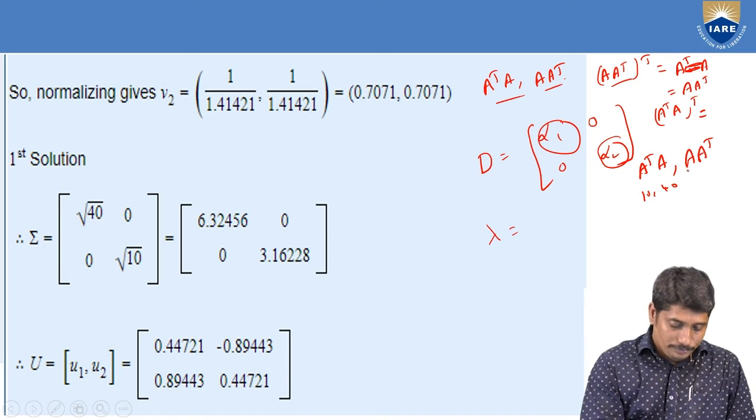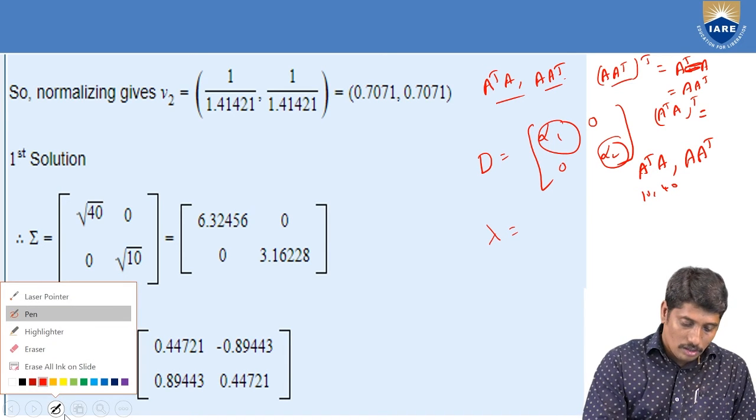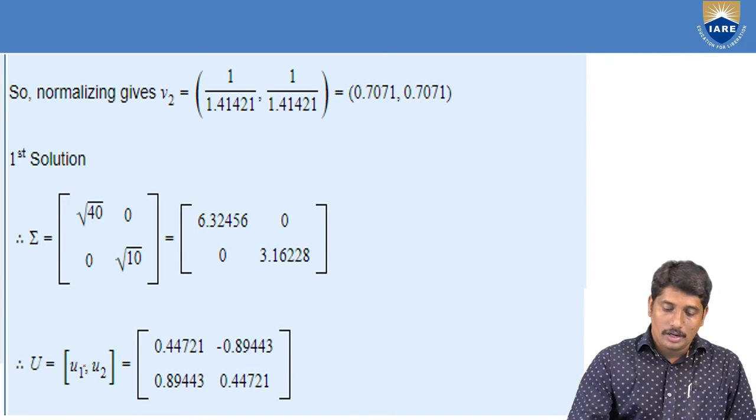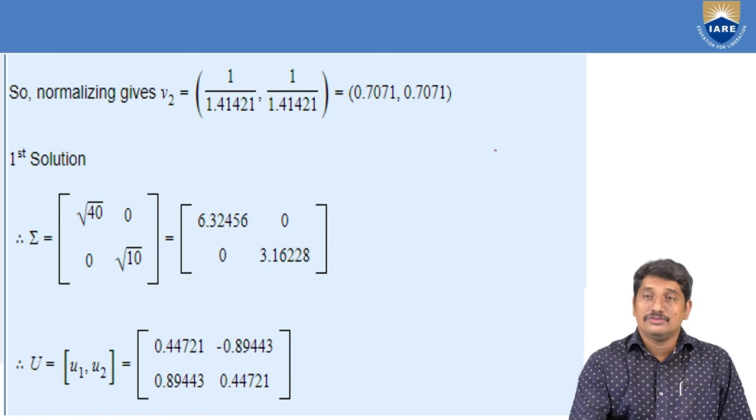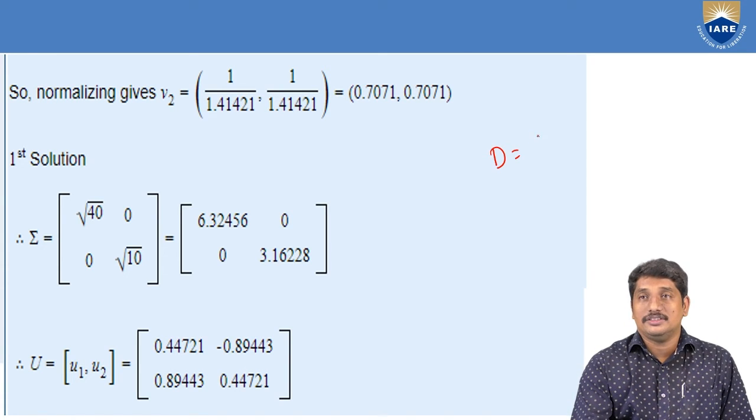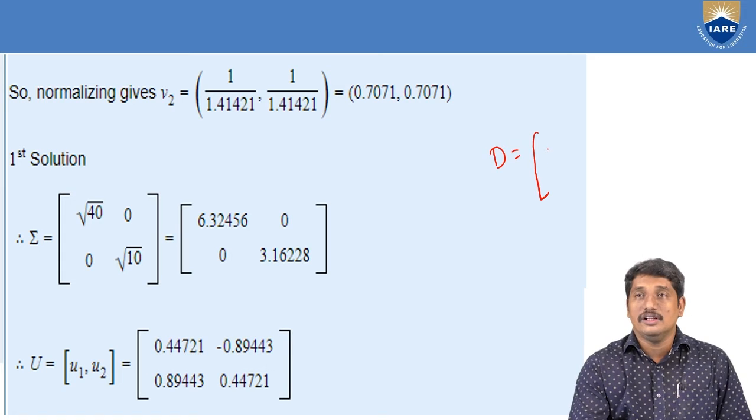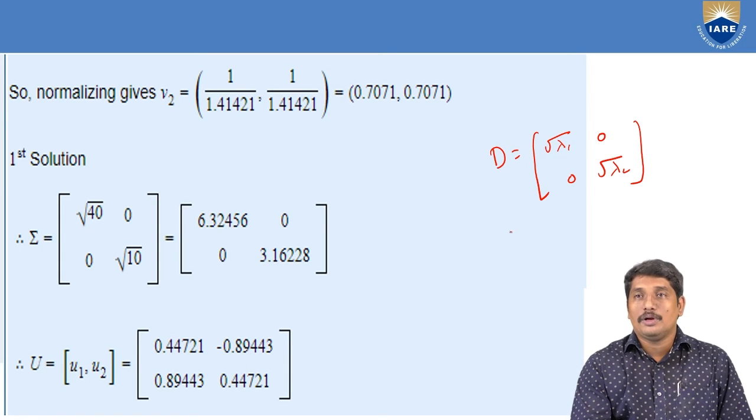Now, after doing this we are going to calculate the diagonal matrix D, or you can call it the singular matrix D, with the formula root of lambda 1, 0, 0, root of lambda 2. What are lambda 1, lambda 2?